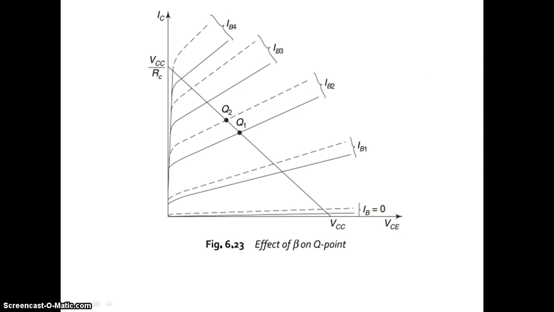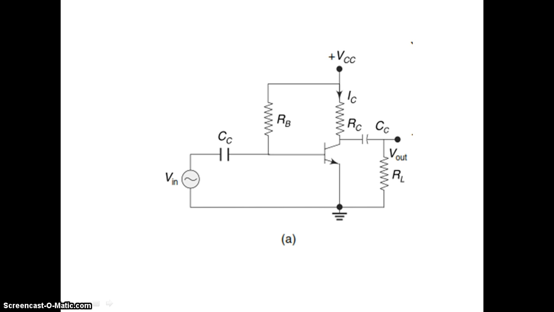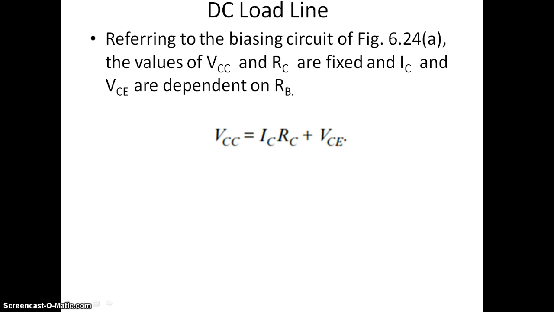This diagram shows the effects of beta and Q point. The x-axis shows VCE and the y-axis shows VCC by RC. This diagram shows the transistor amplifier circuit, where we have the base resistance and the collector resistance. So how do we draw the DC load line? Let us see how to draw the DC load line.